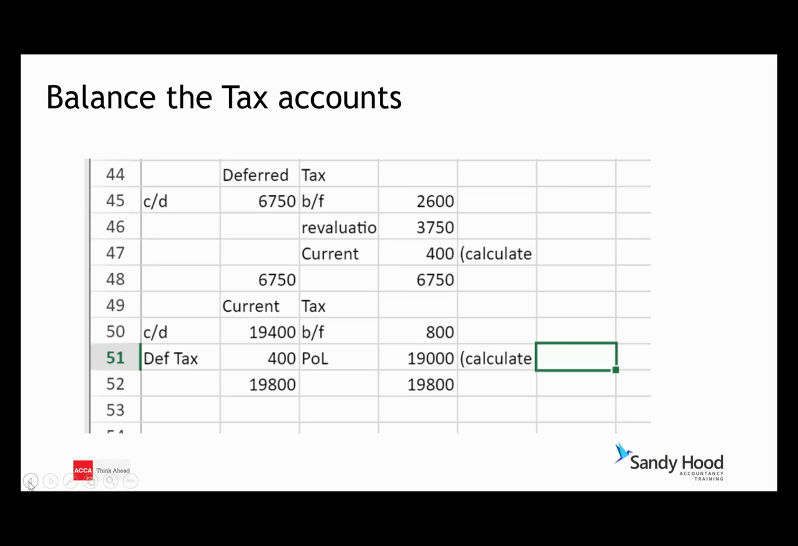Again, for the current tax account, we knew what the opening amount was, we knew what the closing amount was, and we also knew now that there was 400 of deferred tax that was being debited. So totting that up again, we calculate that the profit or loss value is going to be 19,000.